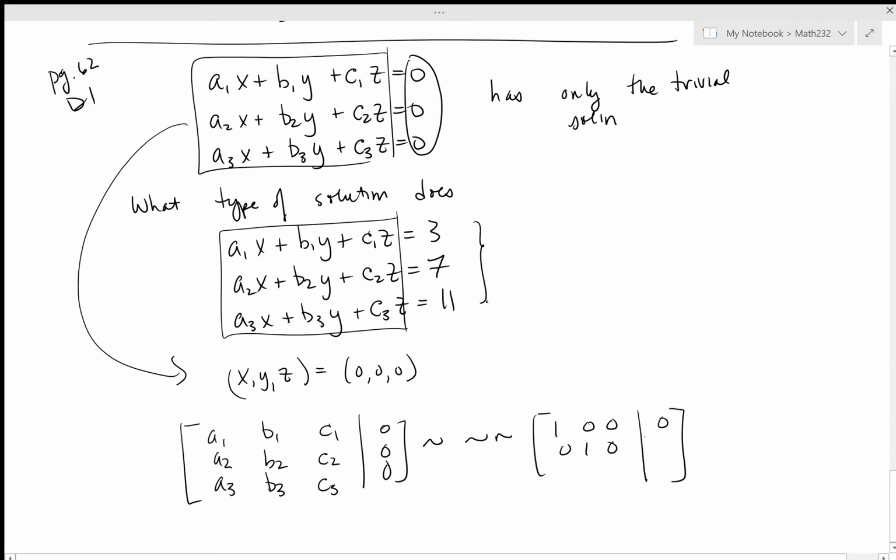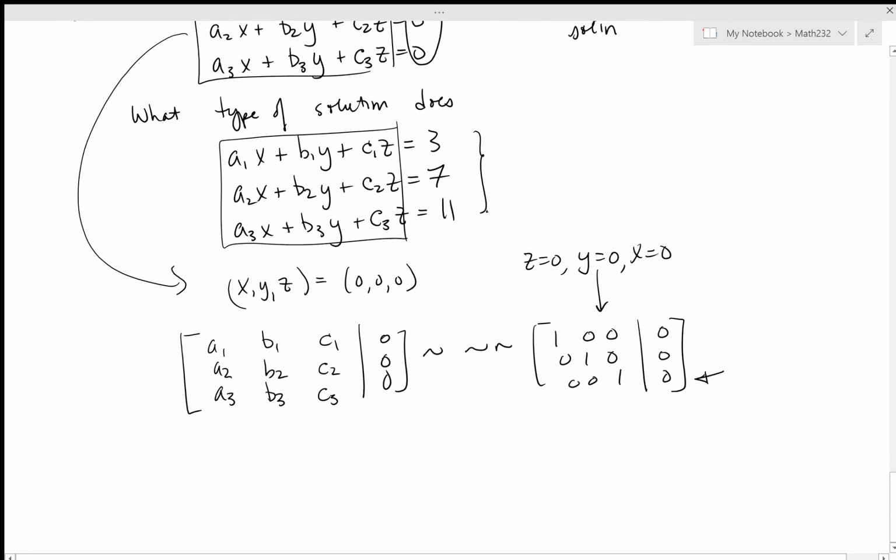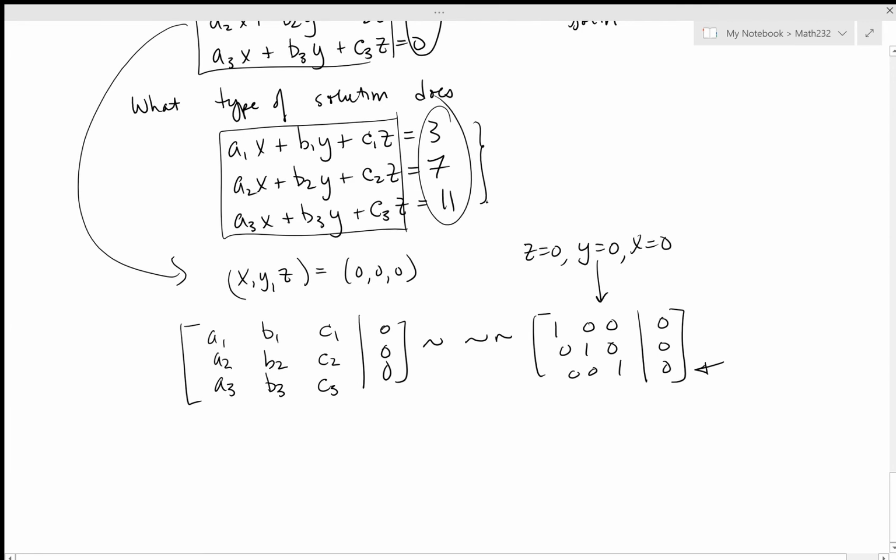When I get it into the reduced row echelon form, I would be reading the solution off of here. I would go from the bottom, so I would start down here, and then read off the solution z equals 0, y equals 0, x equals 0. So that's the case. Now I'm asking, what happens when I change the b on the right-hand side?